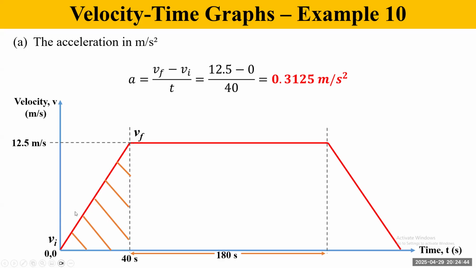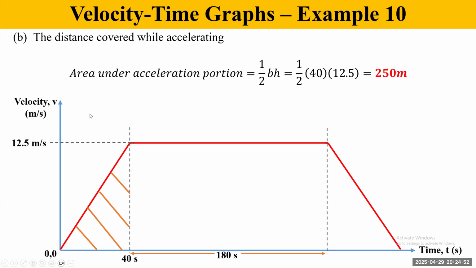So that's the acceleration. So clearly, we know the distance travel here, and you can use the area of a rectangle to get the distance travel underneath also. Right? Then it says the distance cover, and you take half base times height. So it's 40 times 12, give you 250 meters. Right? And you get that section.